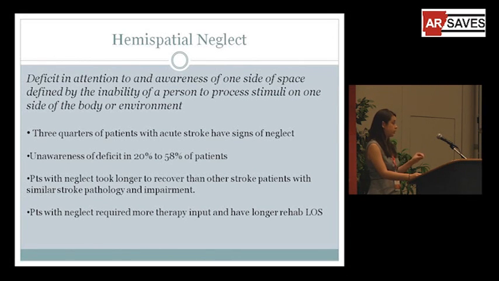Patients with neglect take longer to recover because they have decreased insight into their deficits as well. And they require longer therapeutic efforts. So length of stay in the acute care setting is longer, length of stay at the rehab setting is longer, and then length of therapy needed, home health or outpatient, is also longer. So the rehab process is much longer with these patients who have neglect.